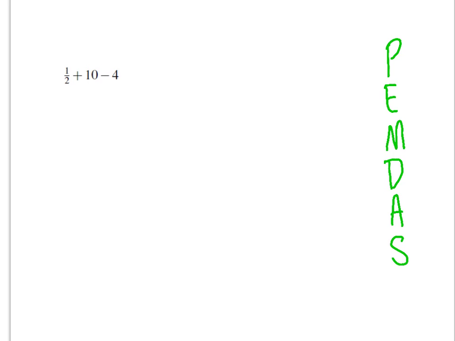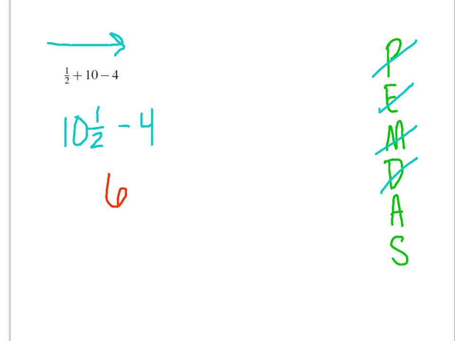Let's start with PEMDAS. No parentheses or exponents or multiplication or division, so I need to add and then also subtract. Remember to move from left to right using these 2 steps. And I have addition first, so I know that 10 plus a half is 10.5, and I still have minus 4. So then I'm going to subtract 4 from 10.5, and I know that 10 minus 4 is going to be 6 1/2. Your final answer is 6.5.